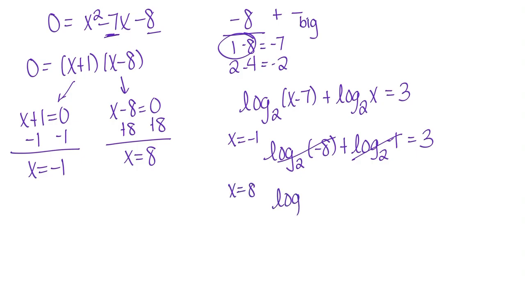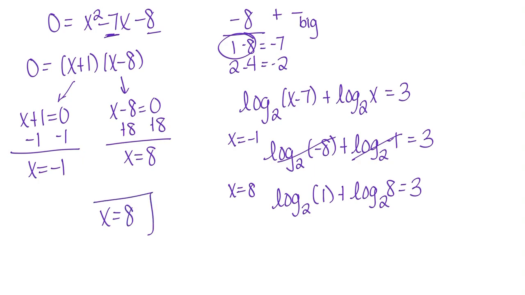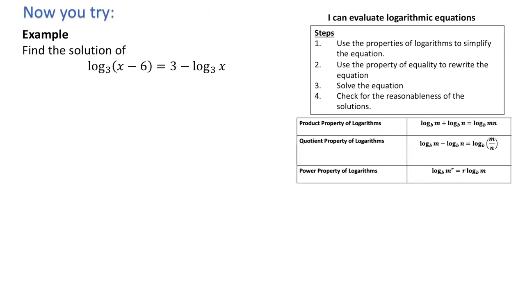That gives us log base 2 of (8 - 7), which is 1, plus log base 2 of 8 equals 3. And so those are good. Those are all positive numbers, so x equals 8 is the only solution that we can use. x equals -1 is an extraneous solution. Now you can pause the video and try this example on your own.